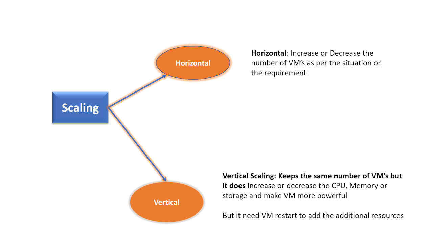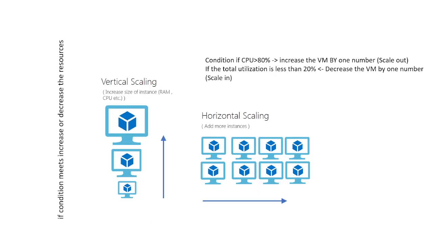And after the usage gets reduced, at that time also the computer gets restarted to decrease from 8 GB memory to 4 GB, and from 4 CPU to 2 CPU. To reduce also, the computer will get restarted. So that is about the scaling.